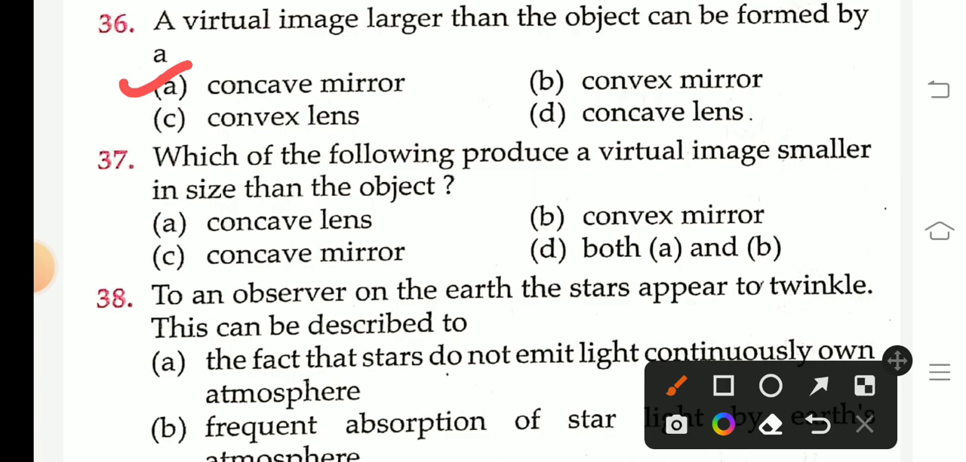Next, which of the following produce a virtual image smaller in size than the object? Right answer option A, concave mirror. Sorry, right answer will be option D, both A and B, convex and concave.